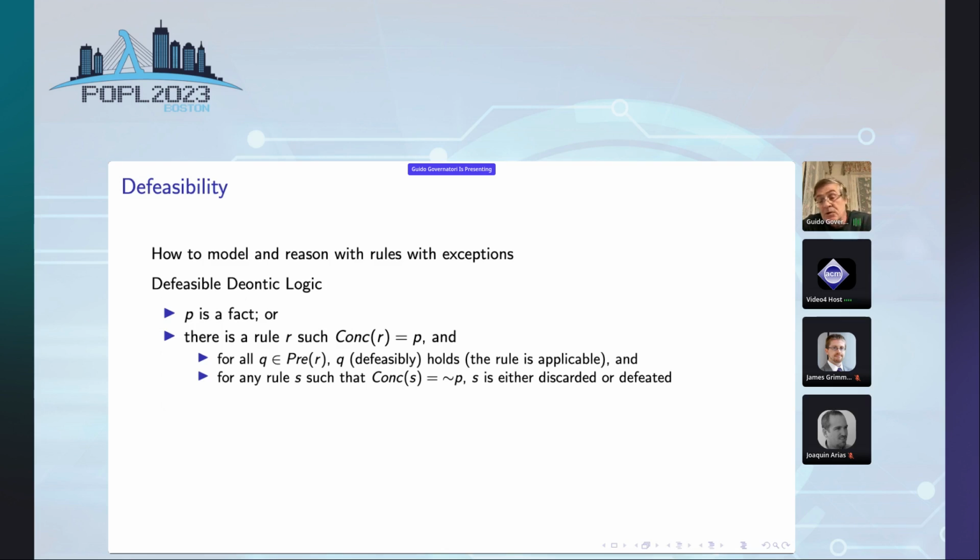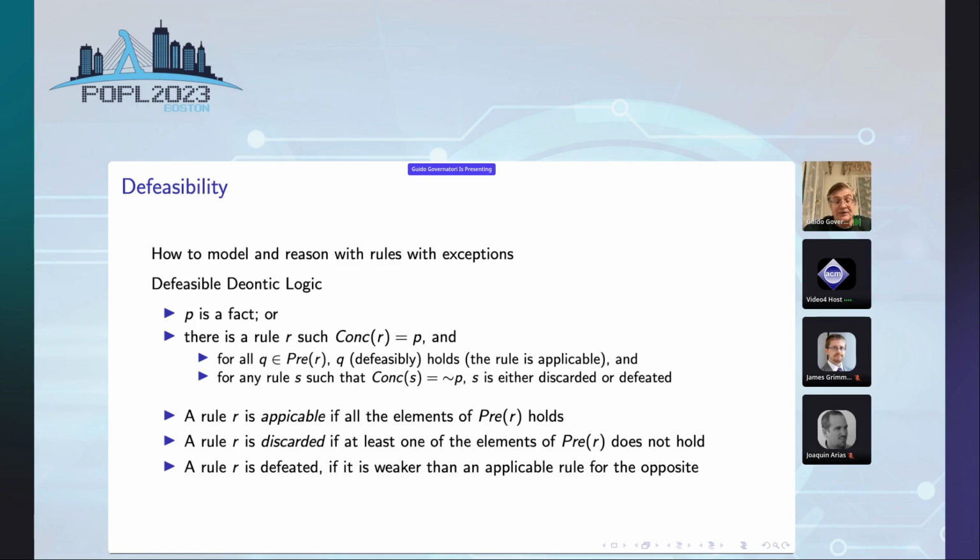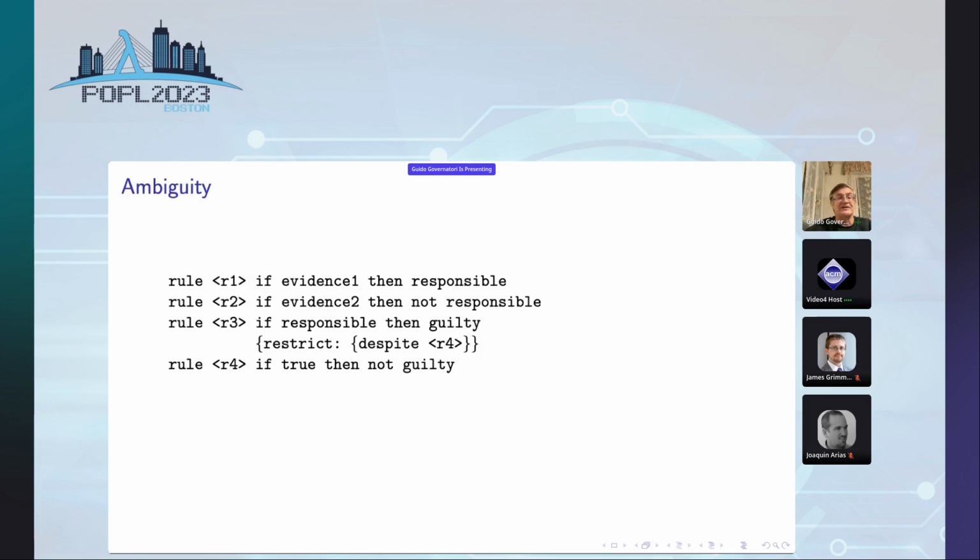We check whether, for all rules for the opposite, either the rule is discarded or defeated. A rule is discarded if at least one of its antecedents doesn't hold, and a rule is defeated if it is weaker than an applicable rule for the opposite. However, there are different possibilities to implement this general schema. Let us consider an example.